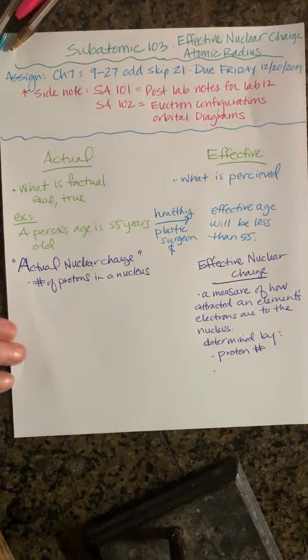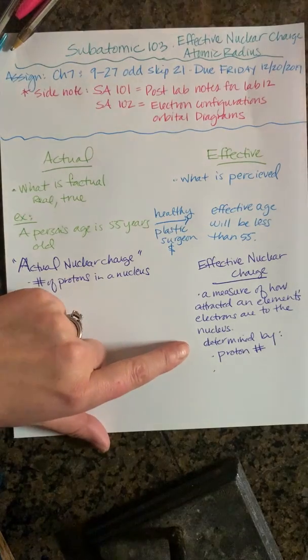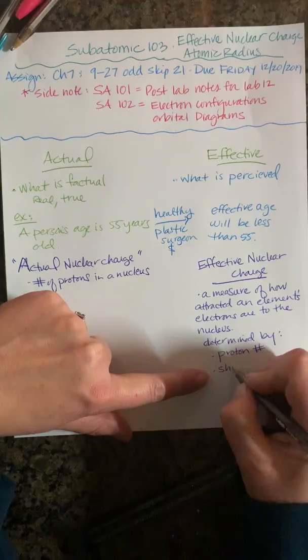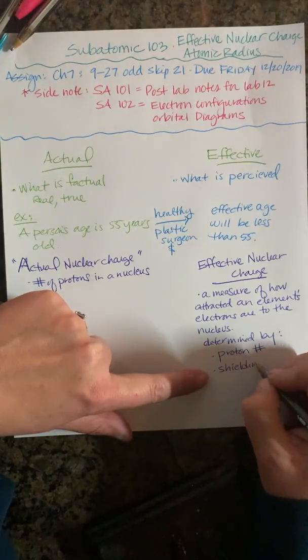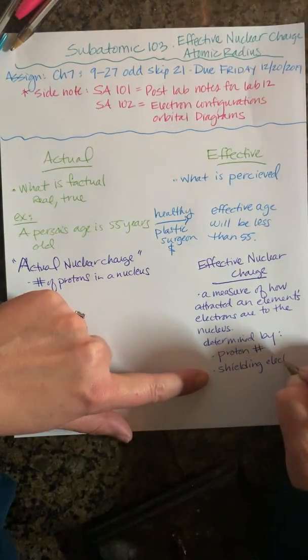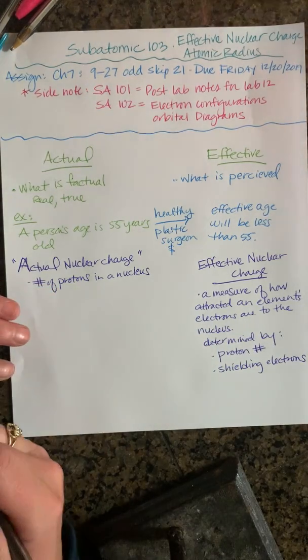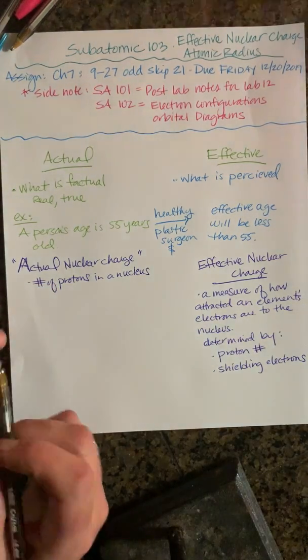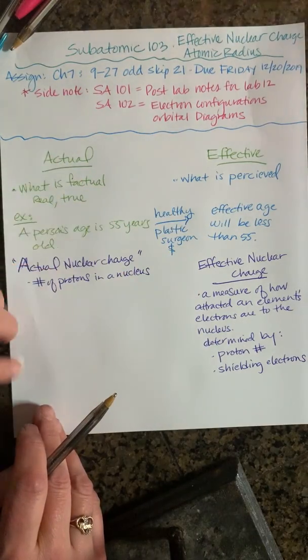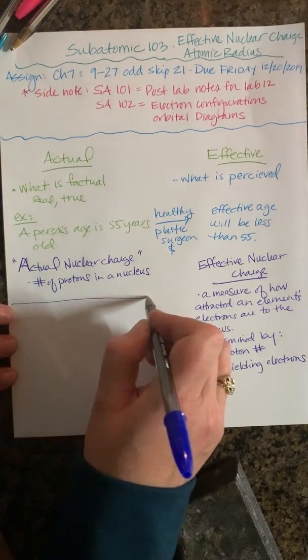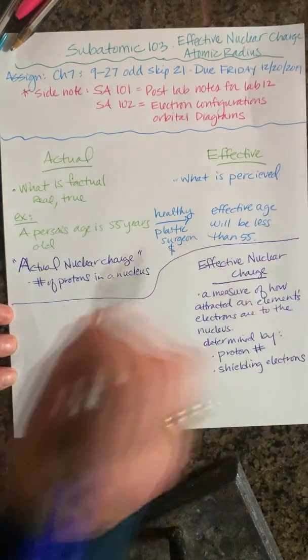Okay, so effective nuclear charge is determined by proton number and by something called shielding electrons. So we have two factors, proton number and shielding electrons. I'm just gonna draw a picture over here that talks a little bit about each of these things. So I'm gonna draw a line that separates this.